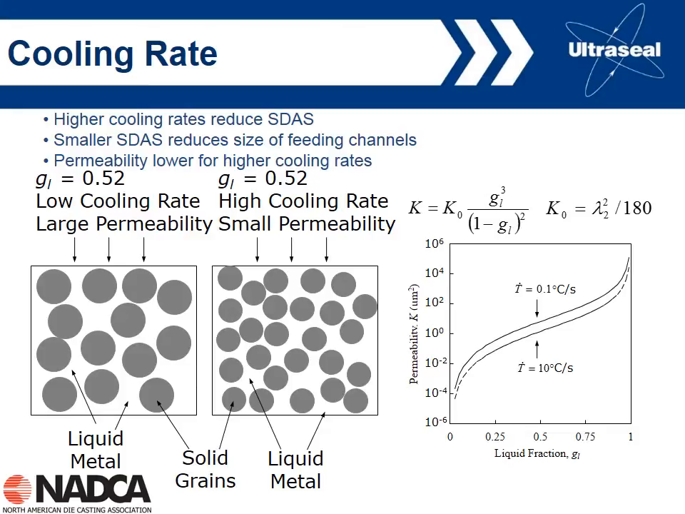This is a comparison between sand casting, shown here on the left, where the cooling rate is slow and you get coarse grains, and die casting on the right, where we get very rapid solidification and therefore fine grains. And so again, it becomes more difficult to feed the liquid when we've got a fine structure such as die casting.